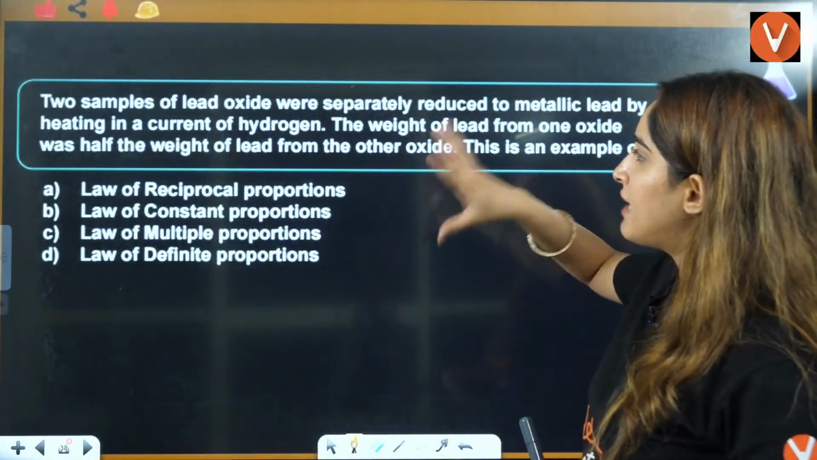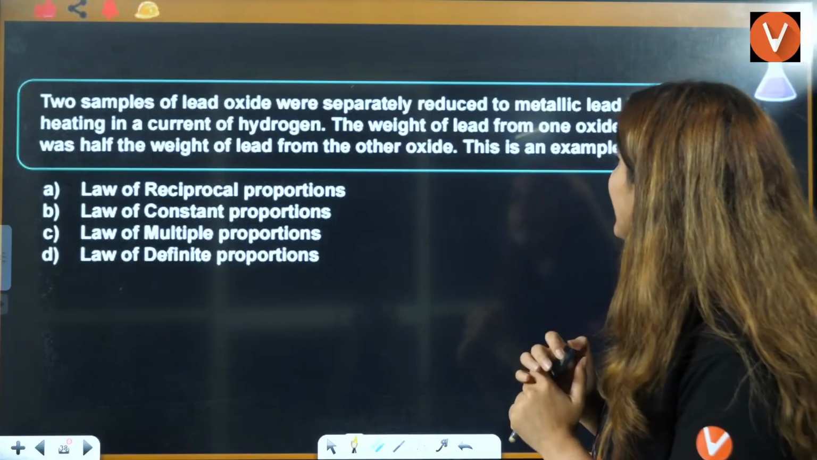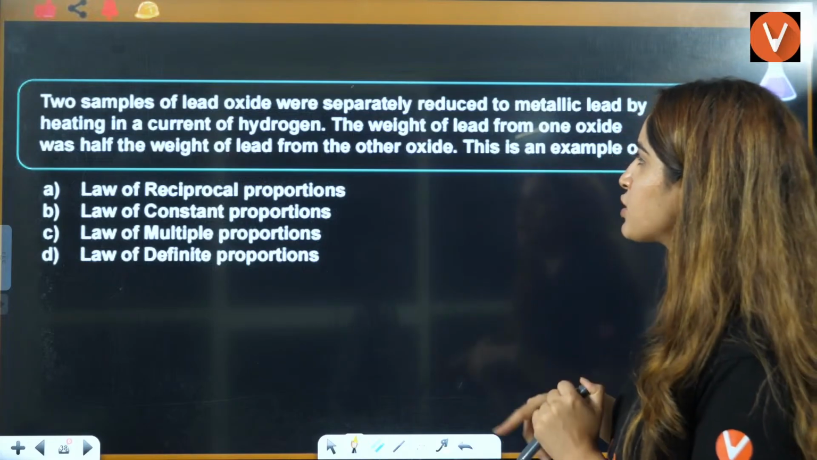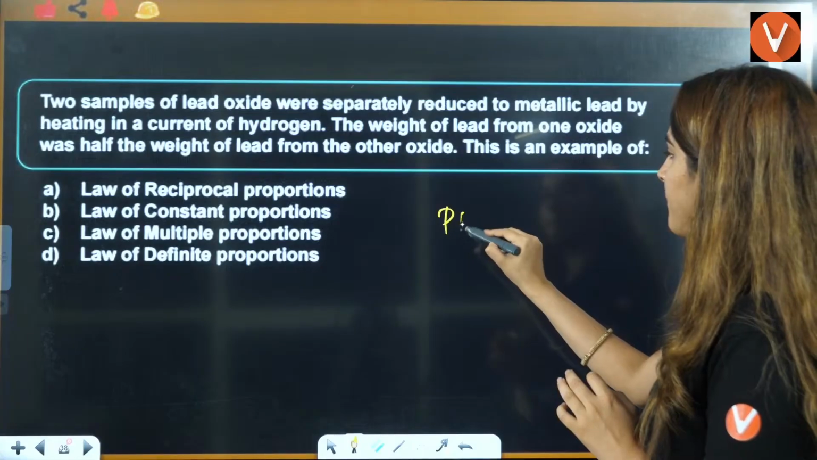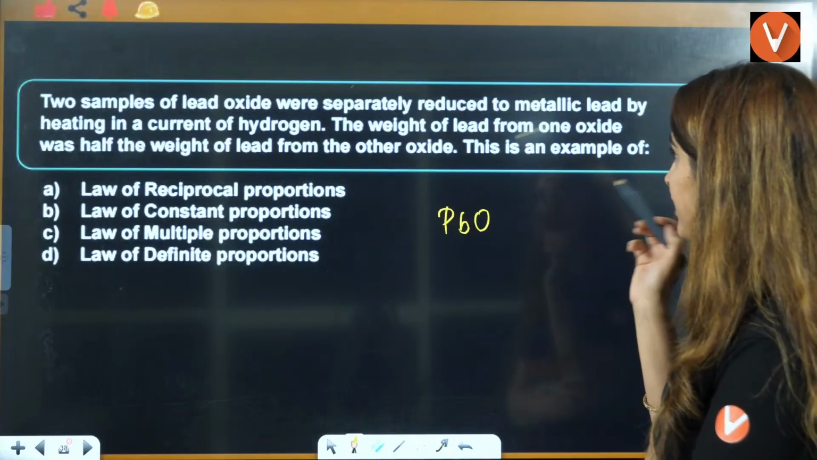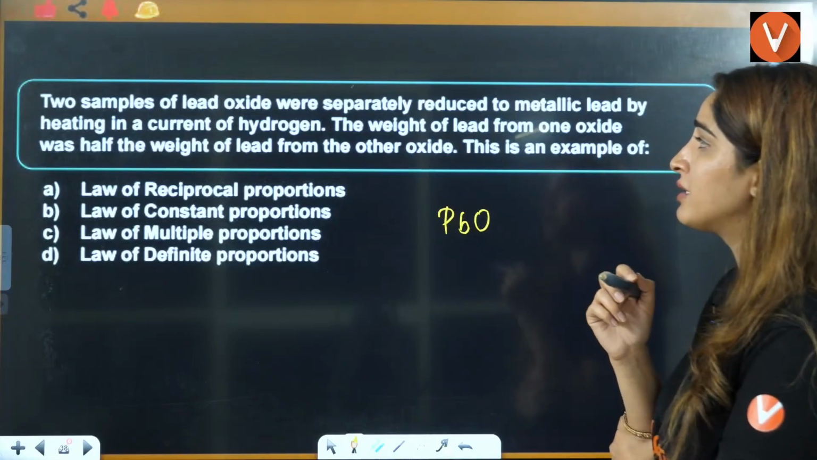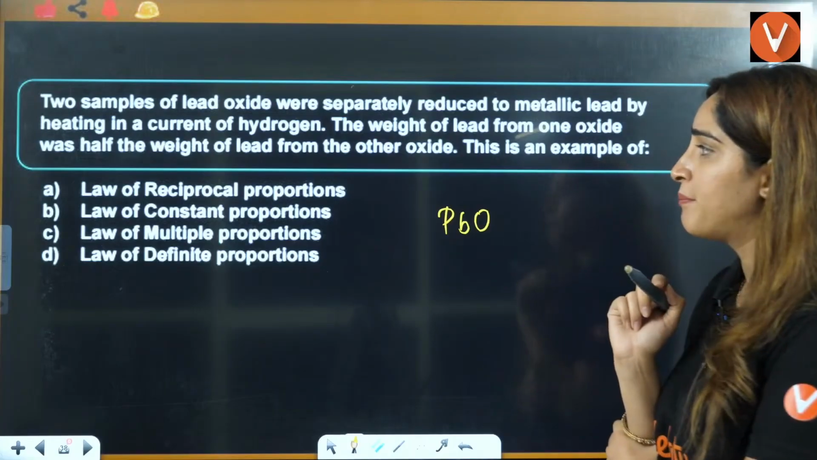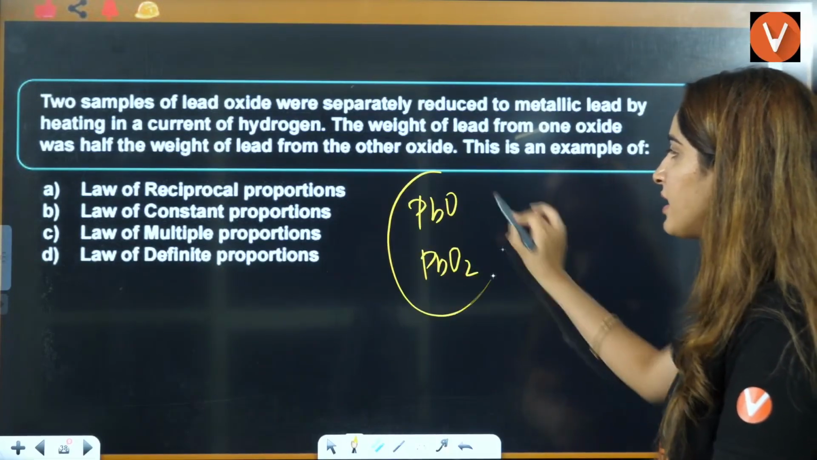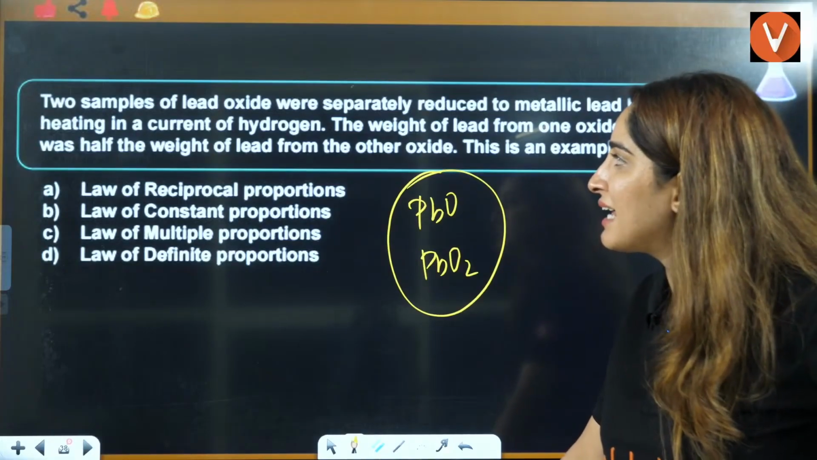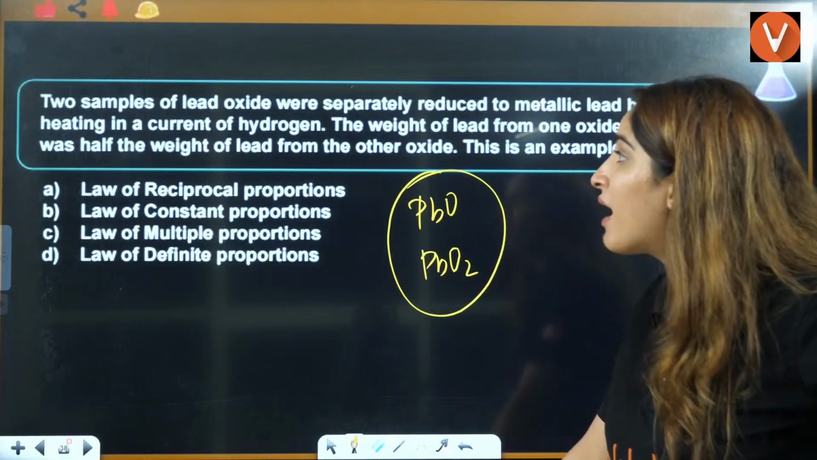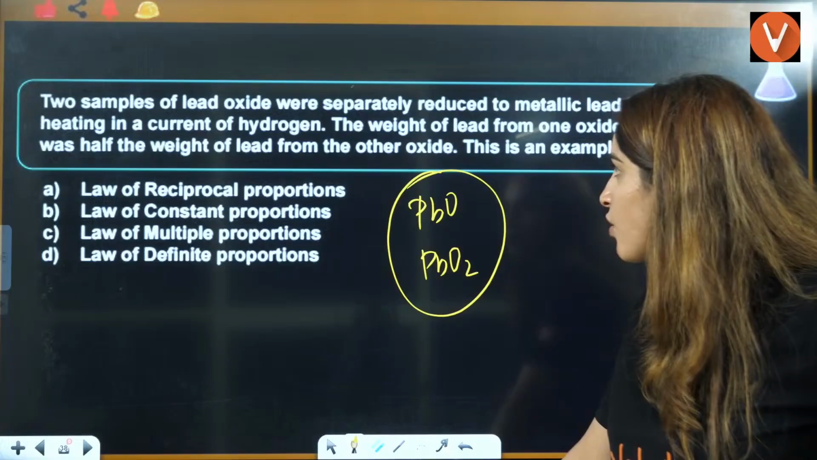Two samples of lead oxide were separately reduced to metallic lead by heating in a current of hydrogen, right? Two samples of lead oxide you had, right? PbO you had. The weight of lead from one oxide was half of the weight of the other one. See, simple thing is there are two kinds of lead oxide, PbO also, there is PbO2 also, right? So they are saying that two samples of lead oxide you had, but what happened? The weight of lead from one oxide is half, right, of the other one.